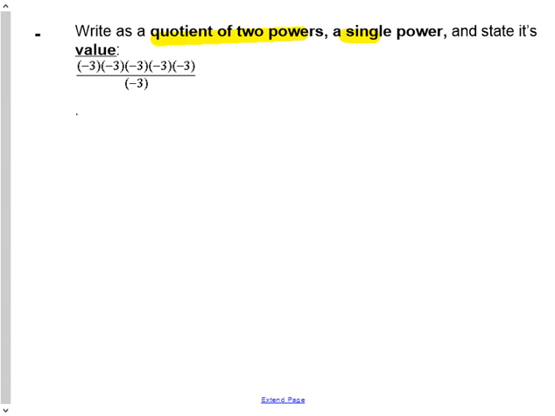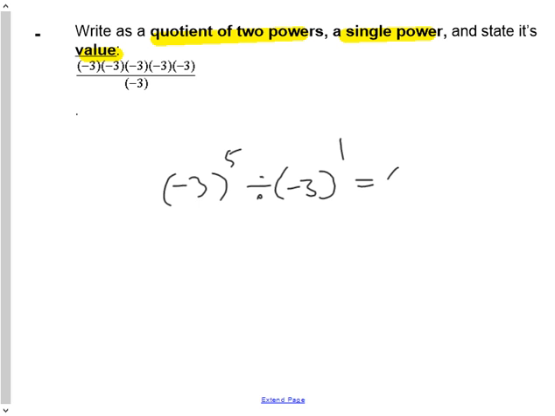Write as a single power and state its value. So 3 points for that as well. The quotient of 2 powers. So right here we have negative 3 multiplied by itself 5 times, divided by negative 3 multiplied by itself once. That is the quotient of 2 powers.